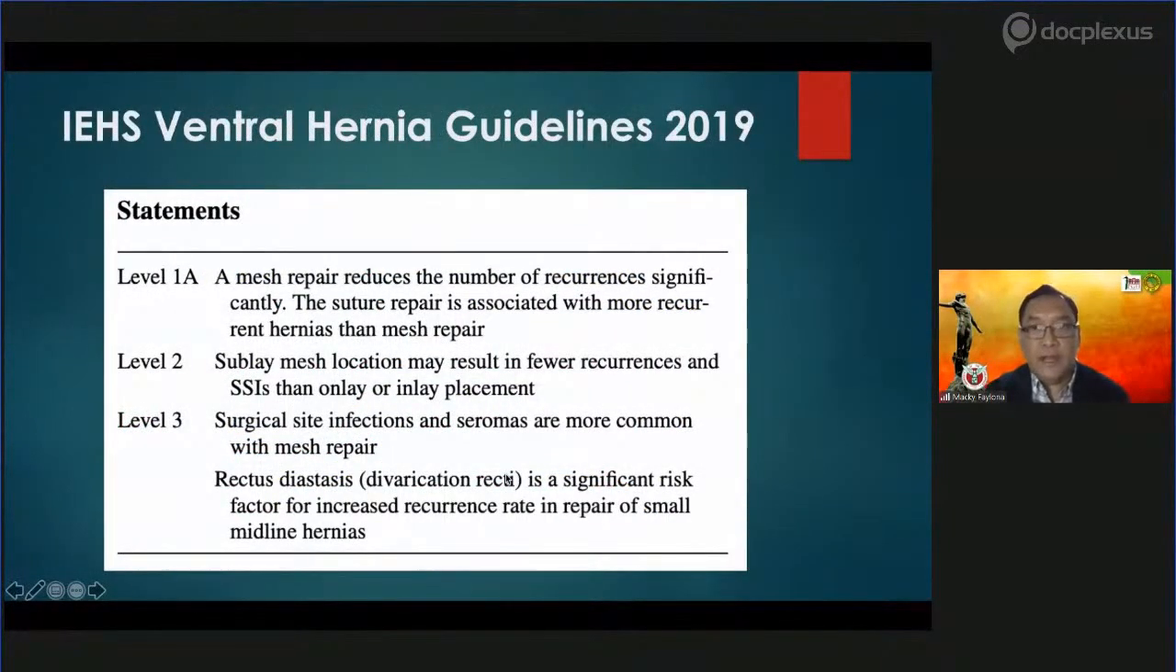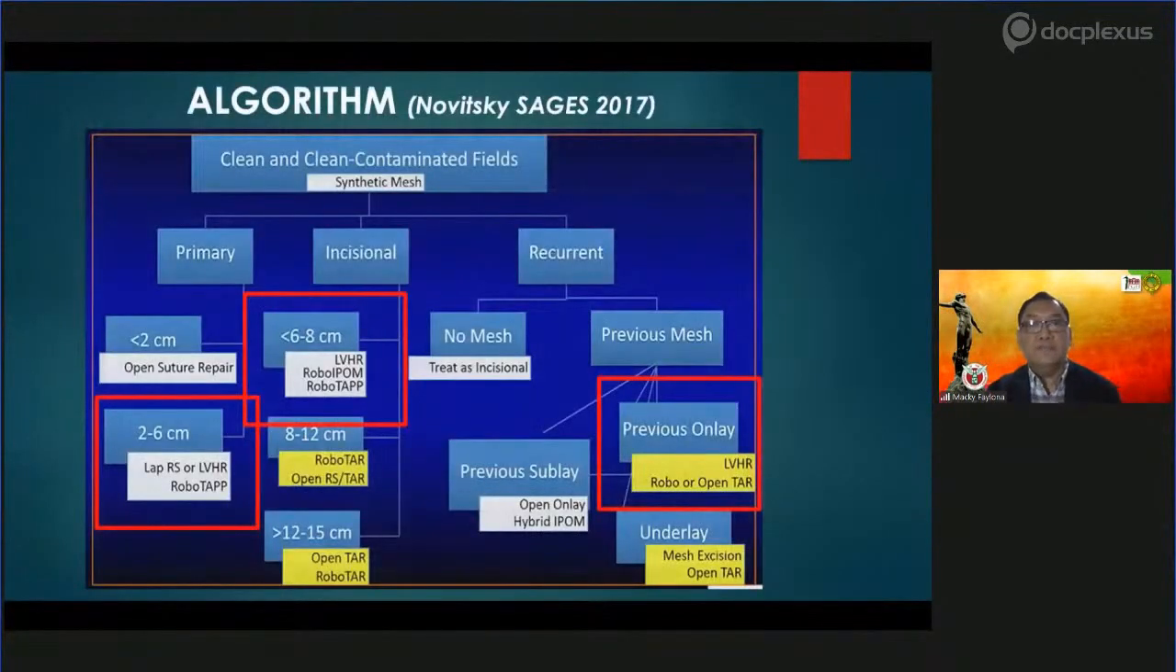For the hernia guidelines published in 2019 by the IEHS, it also mentions that mesh has the advantage in terms of recurrences. The sublay mesh has fewer recurrences compared to the other locations of the mesh. However, mesh repairs are associated, of course, with surgical site infections and seromas. And one new thing is that if there's divarication of the recti, then this has to be repaired because there's an increased recurrence rate when you are dealing with repairs of small midline hernias.